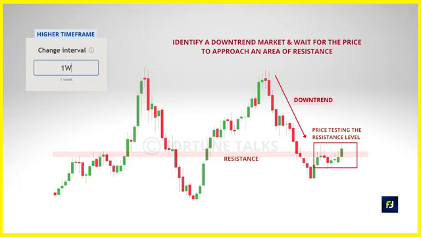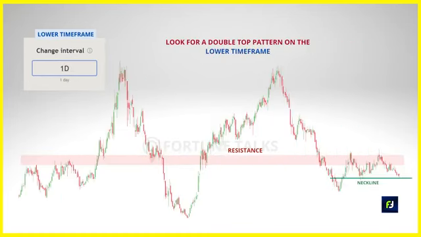Now what you need to do is to wait for the price to approach an area of resistance on the higher time frame. If you find such a setup, move down to your lower time frame, then look for a double top pattern on the lower time frame. This is a very simple yet effective technique that allows you to time your trade entries at the absolute highs of the double top pattern, which by the way is the best possible price level that you can get and is also a professional way of trading this pattern.